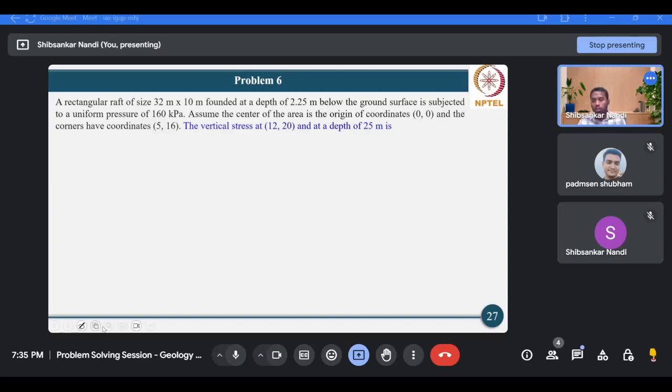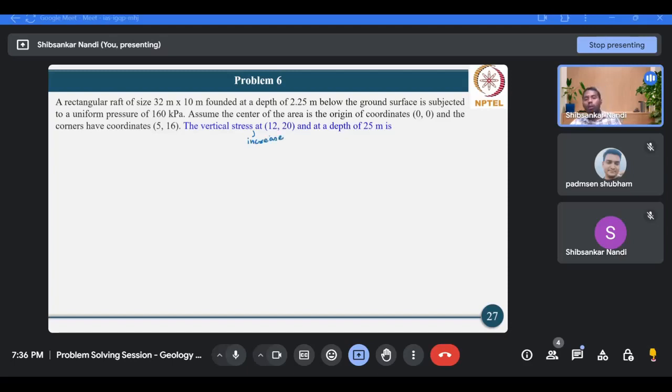So in this problem, a rectangular raft of size 32 meter by 10 meter founded at a depth of 2.25 meter below the ground surface is subjected to a uniform pressure of 160 kPa. Assume the center of the area is the origin of coordinates and the corner shaft coordinates 5, 16. The vertical stress at 12, 20 at a depth of 25 meter is. Okay, so we can rather say vertical stress increase.